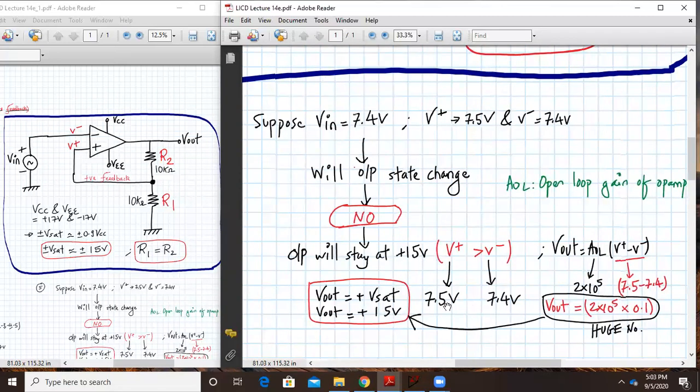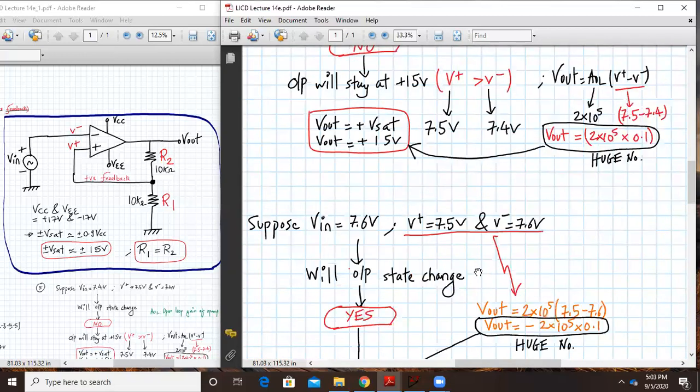As you can see, even though the difference between them is very, very small, the output expression of the op amp is given by V out is equal to AOL times (V plus minus V minus). Even though the difference between V plus and V minus is 0.1, the gain is tremendously high. So the gain over here is 2 into 10 raised to 5. So immediately the output will go into positive saturation. So as long as V plus is greater than V minus, the output will remain at plus 15 volts.